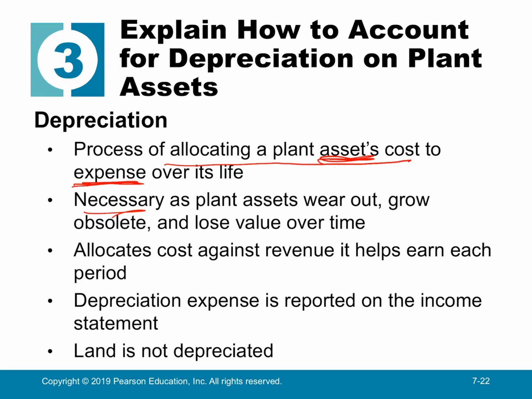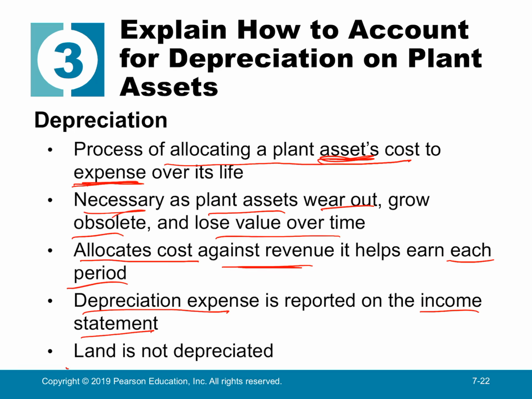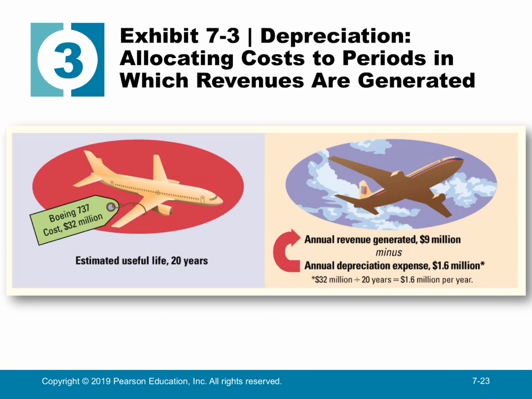It's necessary because plant assets will wear out, grow obsolete, and lose value over time. This also allocates the cost against the revenue it helps to earn each period, the matching principle. Depreciation expense shows up on the income statement, and very important, land is not depreciated, okay? Land does not get depreciated.